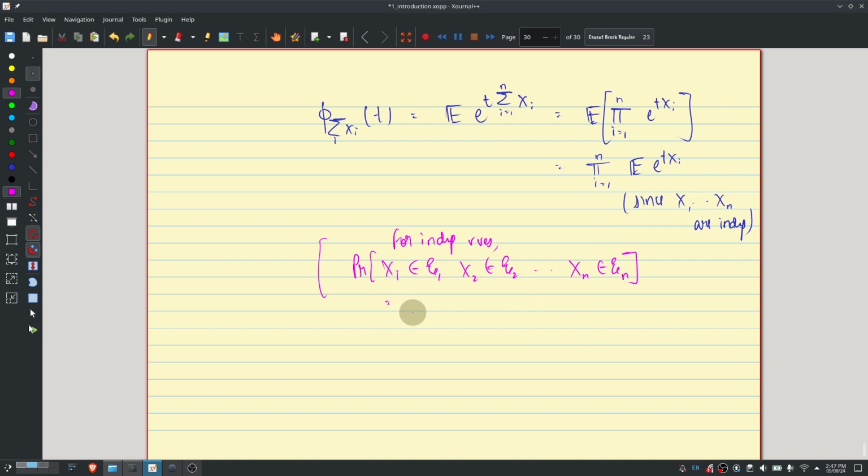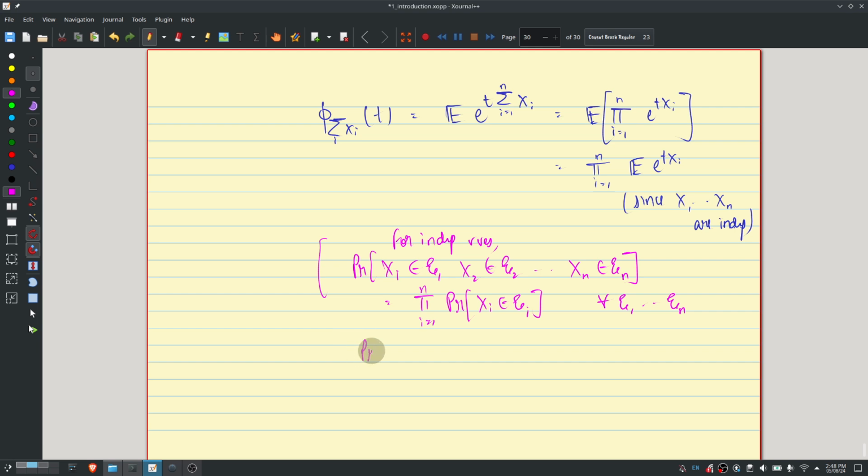Yeah, for every E1 through En, if this is equal to the product i equal to 1 to n of the probability that xi is in Ei, for all E1 up to En, then they're independent. Right? Okay, let me take any transformation of the random variables.